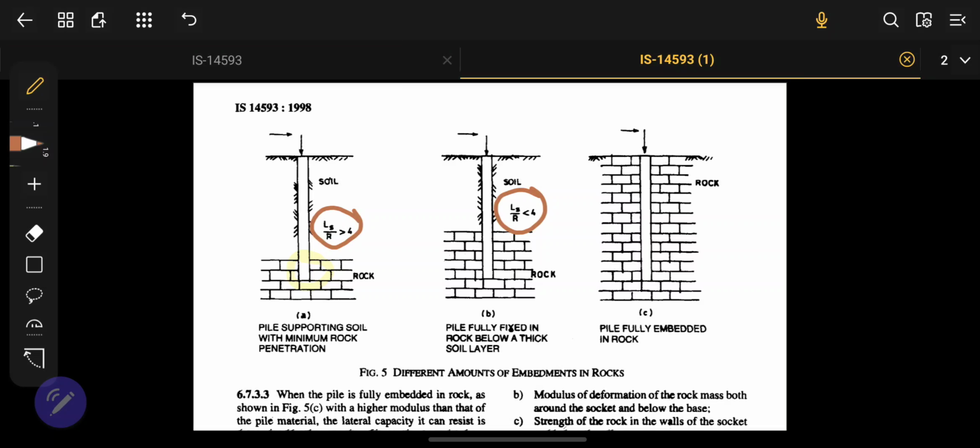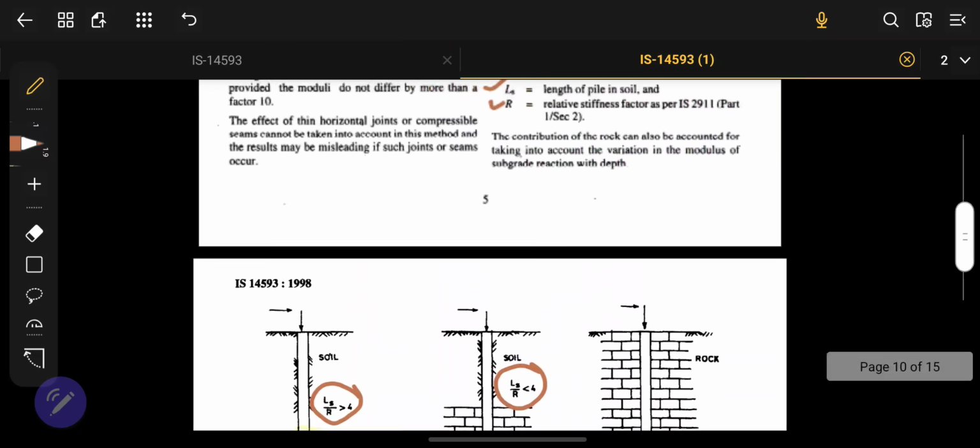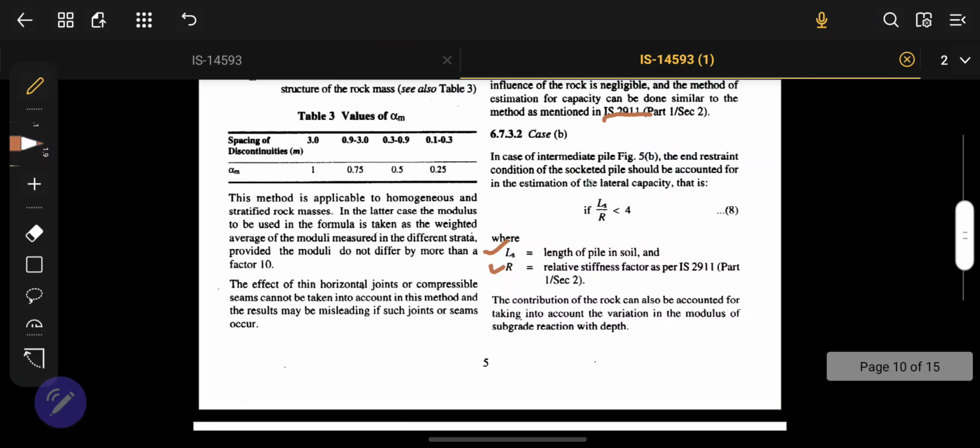We design as if the pile is embedded into the soil only, and we calculate the capacity of the piles as if they are embedded into the soil. And for an intermediate pile, the end restraint conditions of the socketed pile should be accounted for in the estimation of the lateral capacity. That is, the contribution of the rock can also be accounted for, taking into account the variation in the modulus of subgrade reaction with depth.